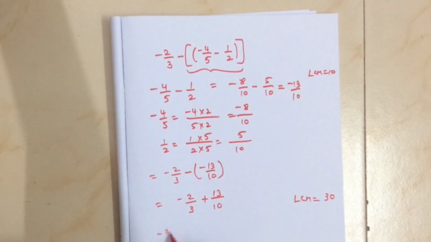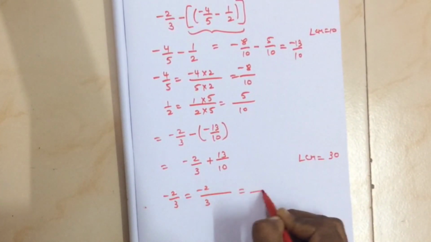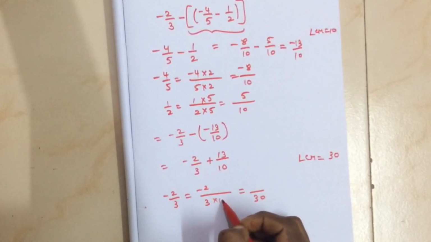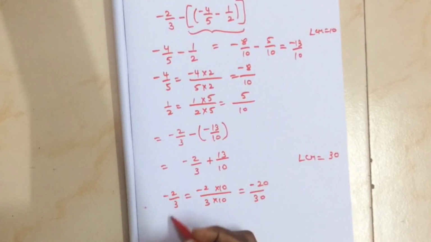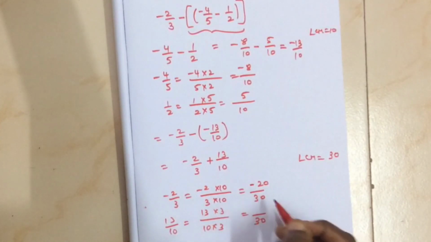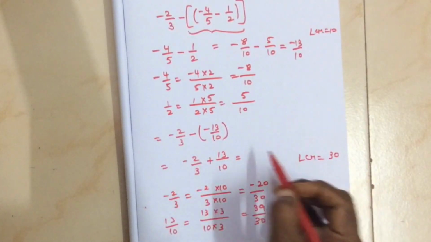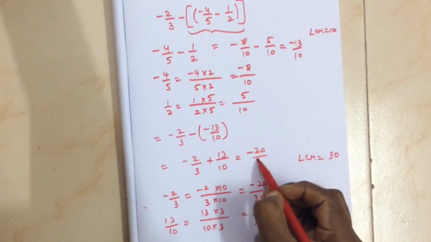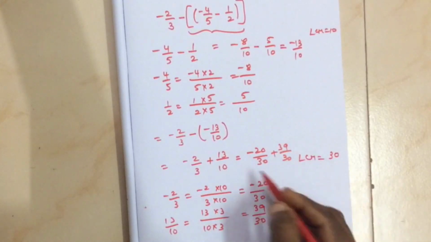So again, minus 2 by 3, the denominator should be 30. So multiplied by 10, 2 tens are 20, so it is minus 20. For 13 by 10, here it is 30, 13, 10, 3s are 30, 3, and here it should be 39. So minus 2 by 3 can be represented as minus 20 by 30 plus 39 by 30.